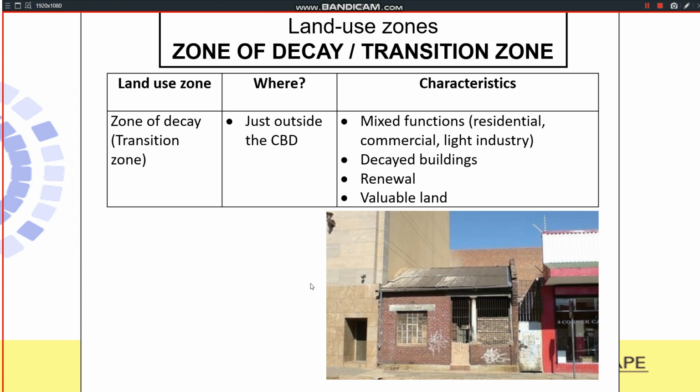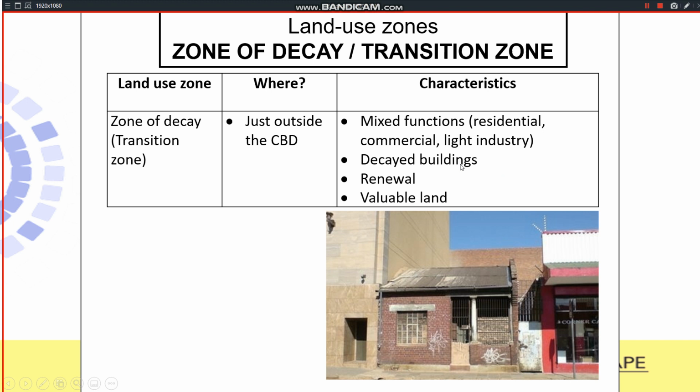Then we go to the zone of decay or the transition zone. Right? In other words, when we call this zone of decay, it's usually called the transition zone because it's got a lot of functions. Right? It's just outside the CBD. Again, characteristics, it's got a variety of functions. There can be houses here, there can be commercial properties here, light industries can be situated here, right?